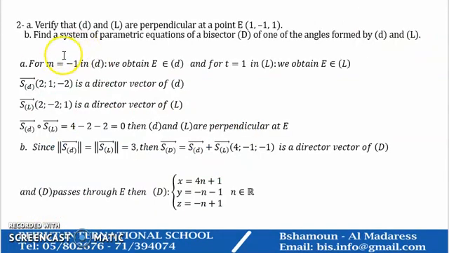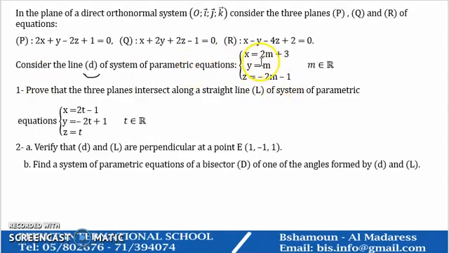In the second question, they ask us to verify that D and L are perpendicular at a given point E. So I prefer first of all to start by proving that E belongs to both straight lines, or the two straight lines intersect at a point E. I prefer here to use m equals minus 1 in the parametric equations of the straight line D. If we replace m by minus 1, we obtain x equals 1, y equals negative 1, and z equals 1. So I can deduce in this case that E belongs to the straight line D.